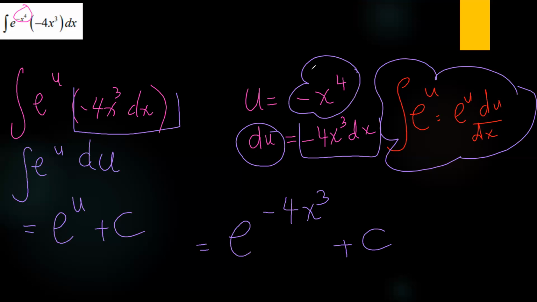Teacher, u is negative x to the power 4. Negative x to the power 4. Thank you, Han. Is it clear? Yes, teacher. Okay.